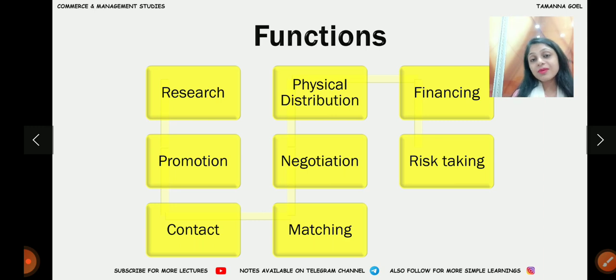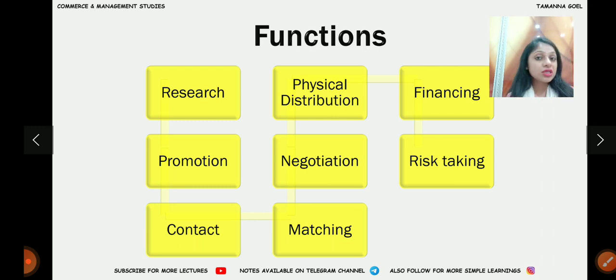Matching. Matching ka matlab hai, ye supply aur demand ko match karte hain. They know what things are required where. Generally, aisa hota hai, the intermediaries, they will tell the producers, this is the particular product that is in high demand. So they, you know, they help match the demand with the supply.